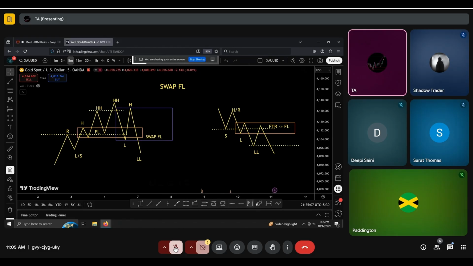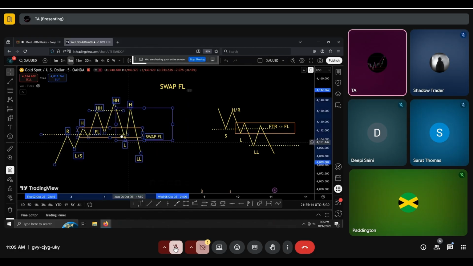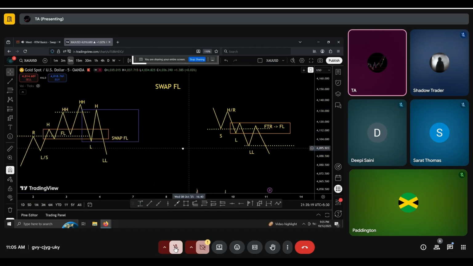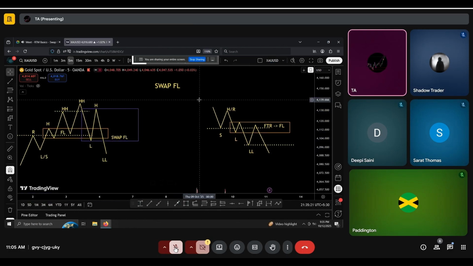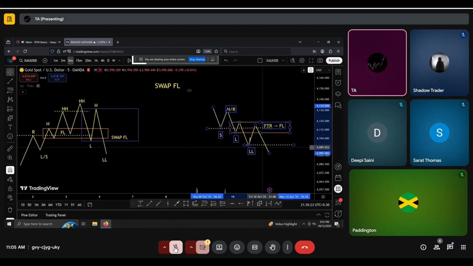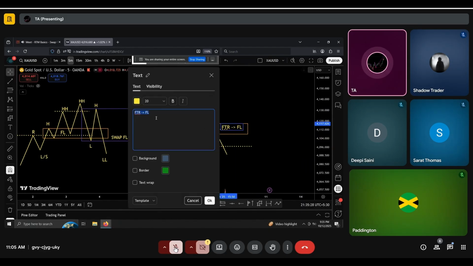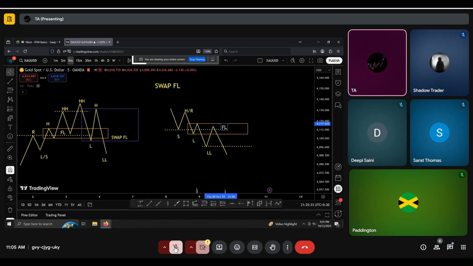Now let's see the bearish side. Shift it here and shift this one here. Same thing here. Now this is FL, so we can write only this as FL. And this one is our lower low.